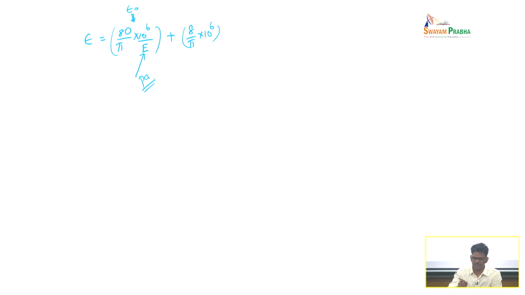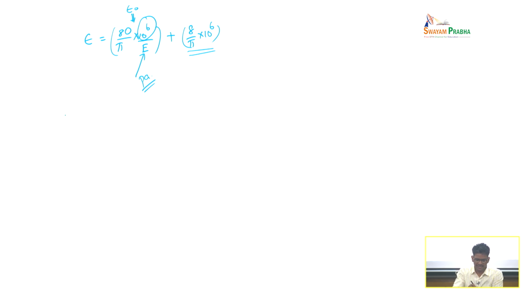And if you want to substitute in terms of megapascal, then you have to remove this 10 power 6 term. Okay. So, make sure the units are consistent. So, right now we cannot do anything with the first term because E is not specified. So, you have to keep that as such, whereas this one is 8 by pi into 10 power 6.